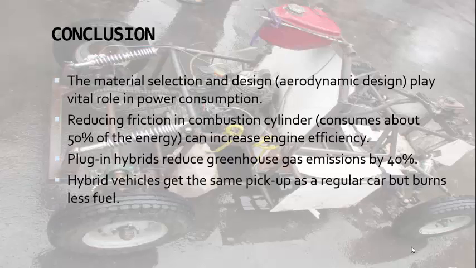So, the conclusions. Material selection and design, that is the aerodynamic design, play a very vital role in power consumption. I mean, the better your material selection and the better your aerodynamic design, the less power is consumed. The second point says reducing friction in combustion engines can increase engine efficiency. That's because 50% of the energy is lost in the combustion chamber overcoming friction. There is an automobile lab in MIT trying to increase the efficiency of the engine by reducing this friction through lubrication. It's still in the research stage.